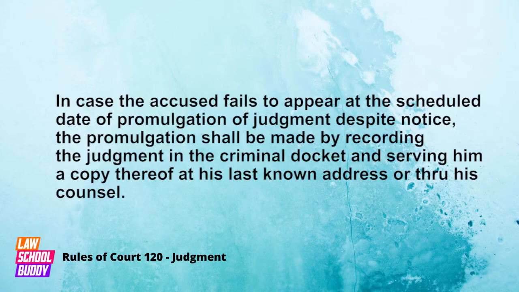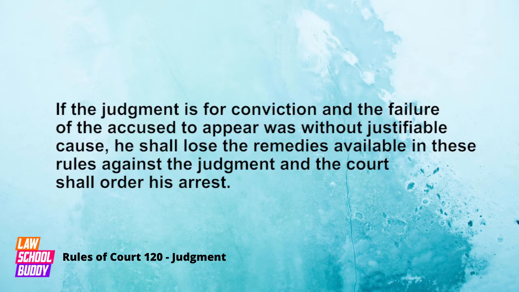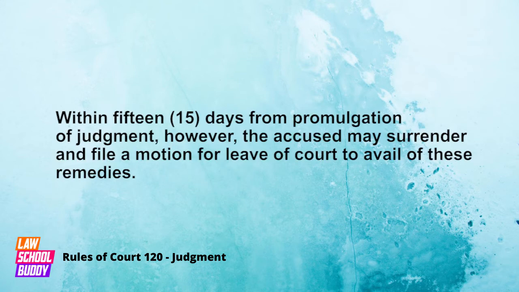In case the accused fails to appear at the scheduled date of promulgation of judgment despite notice, the promulgation shall be made by recording the judgment in the criminal docket and serving him a copy thereof at his last known address or through his counsel. If the judgment is for conviction and the failure of the accused to appear was without justifiable cause, he shall lose the remedies available in these rules against the judgment, and the court shall order his arrest. Within 15 days from promulgation of judgment, however, the accused may surrender and file a motion for leave of court to avail of these remedies.